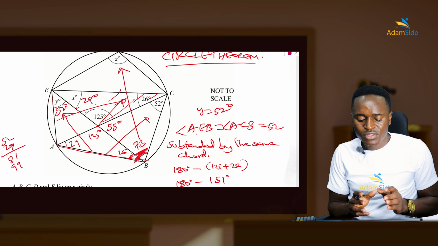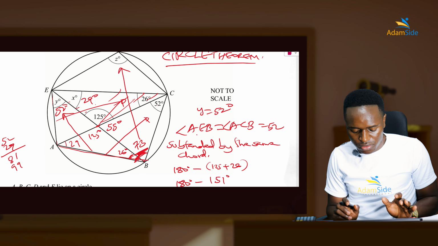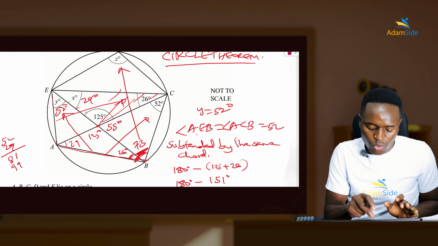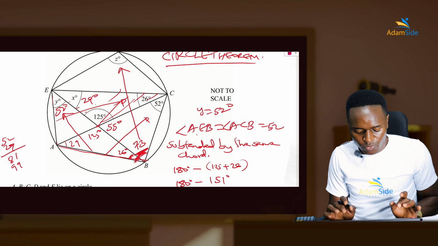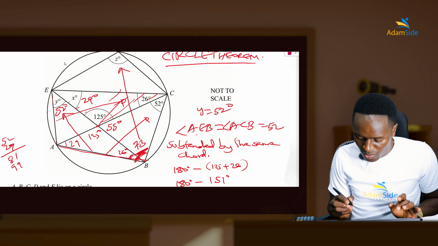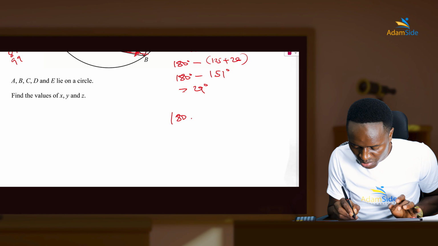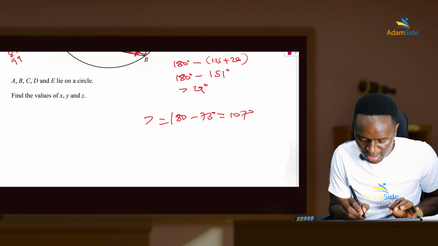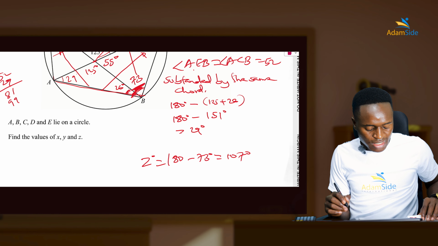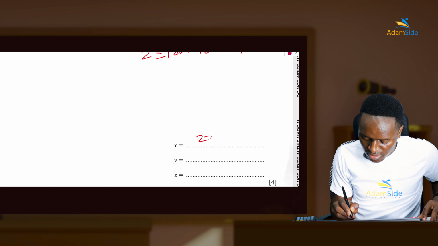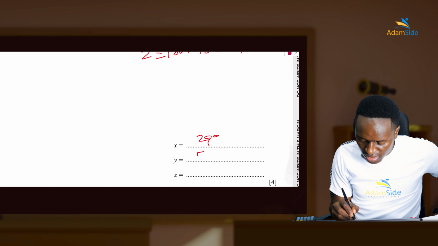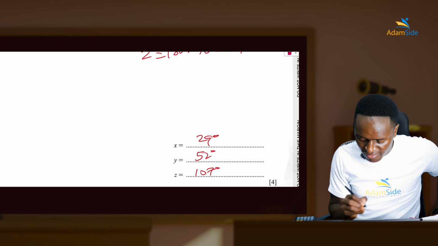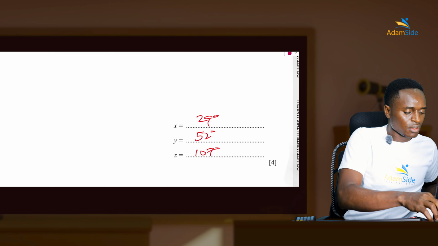And we say opposite angles in cyclic quadrilaterals are supplementary. Therefore, 180 minus 73, we can as well do that. So you say 180 minus 73 degrees, and you get 107 as angle Z. We have found all the angles. Angle X is 29 degrees, angle Y is 52 degrees, and angle Z is 107 degrees. Correct.